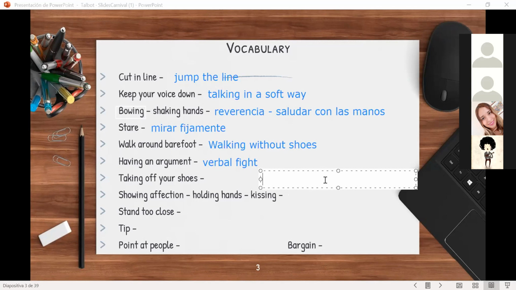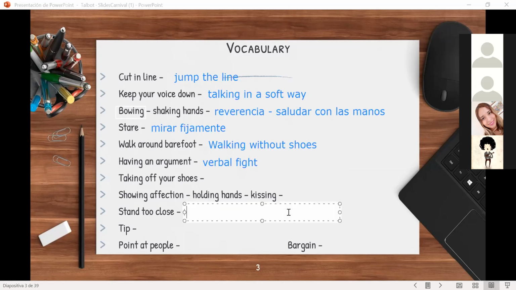Holding hands, what does it mean, holding hands? Tomarse de la mano. Yes, that's it. Perfect. Cuando van agarraditos de la mano con su novio, también puede ser con algún familiar pequeño. Okay. So, and kissing. What does it mean, kissing? Beso. Okay, besarse, ¿no es cierto? Muy bien. So, let's see with the next one.